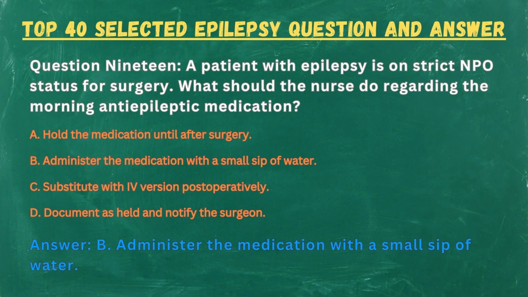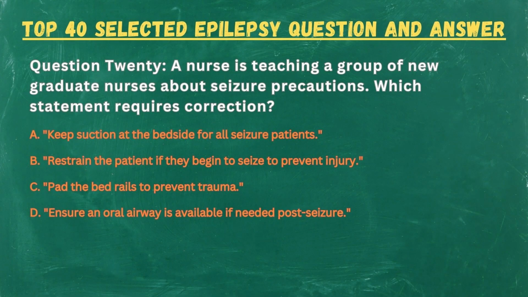Answer: B. Administer the medication with a small sip of water. Question 20. A nurse is teaching a group of new graduate nurses about seizure precautions. Which statement requires correction? A. Keep suction at the bedside for all seizure patients. B. Restrain the patient if they begin to seize to prevent injury. C. Pad the bed rails to prevent trauma. D. Ensure an oral airway is available if needed post-seizure.